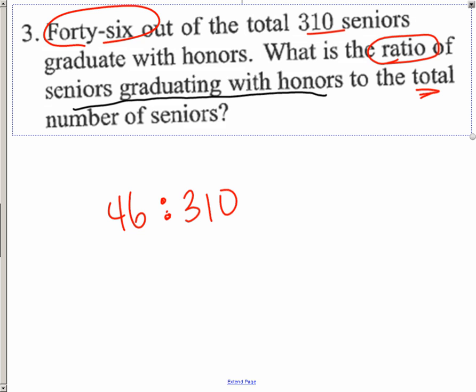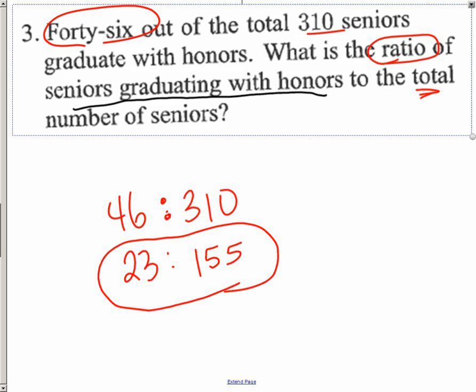310. You're pretty much done, but since they're both even, we need to get in the habit of going ahead and reducing it. So let's divide both of them by 2, and this will be 23 to 155. That's the real answer right there. That's the ratio. Okay?